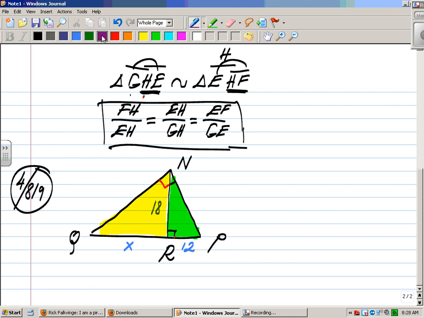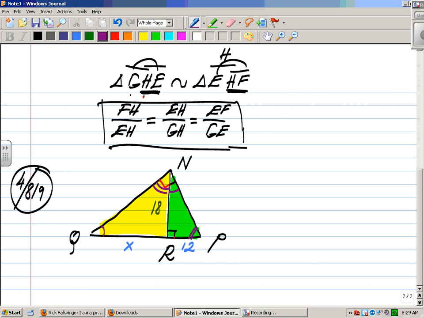We know that angle Q in the big triangle NPQ, Q plus P should be 90 degrees. They're complementary, right? Well, this angle Q from the yellow triangle has to be congruent to this angle N, or to be more precise, PNR, because if Q plus P is 90 degrees, and in the green triangle P plus N also should be 90 degrees, that makes my Q congruent to N, right? Which also tells me that this angle QNR should be congruent to angle NPR, or angle P from the big triangle.